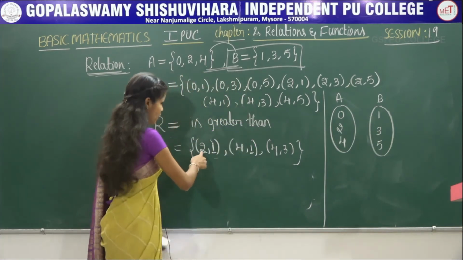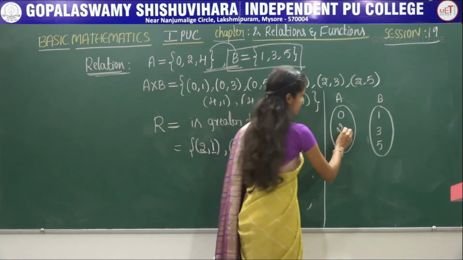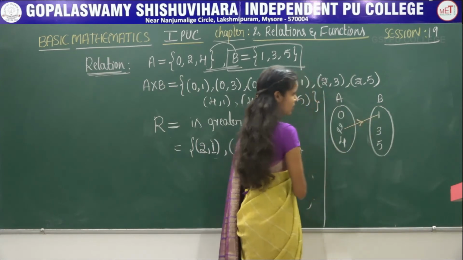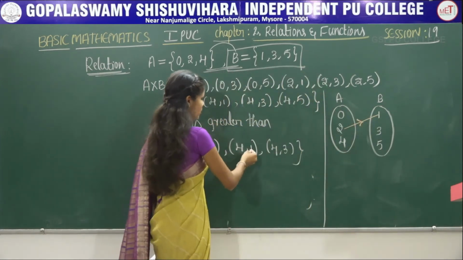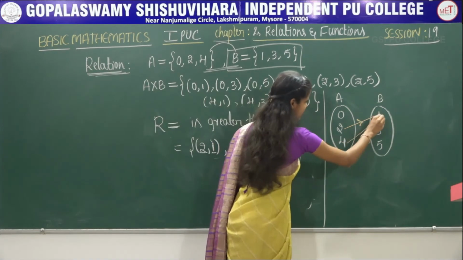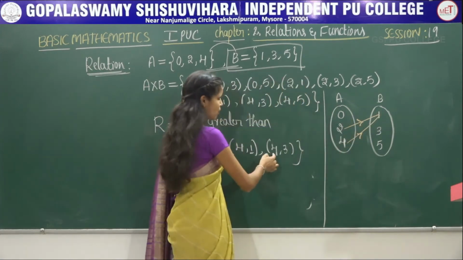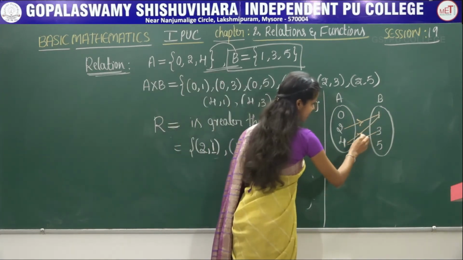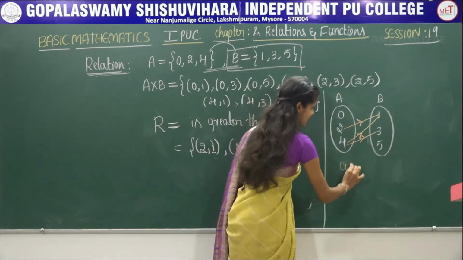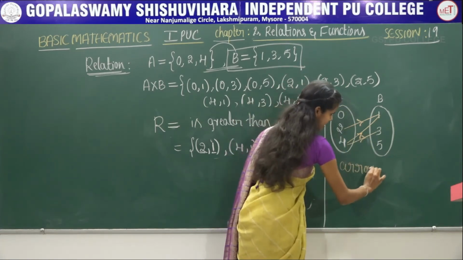Okay. So here observe 2 is related to 1, using an arrow mark. Next, 4 is related to 1. Next, 4 is related to 3. So this diagram is called an arrow diagram.